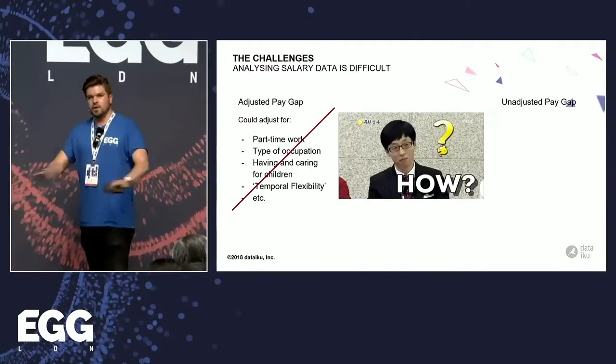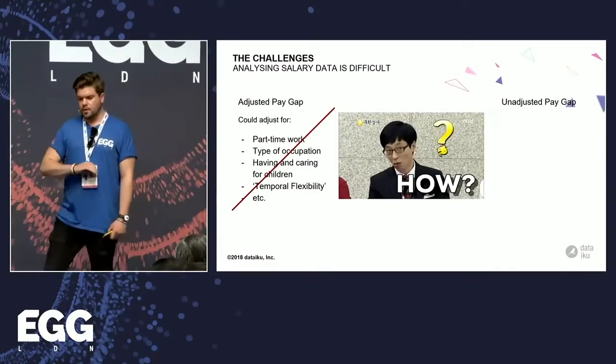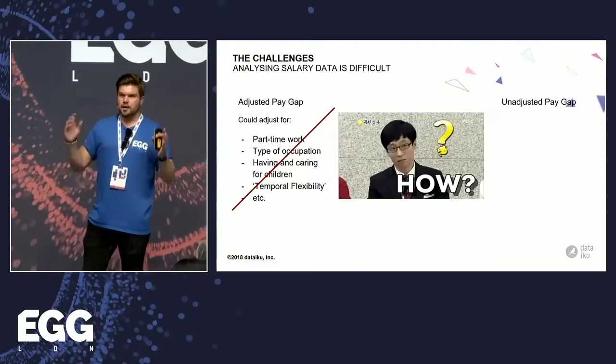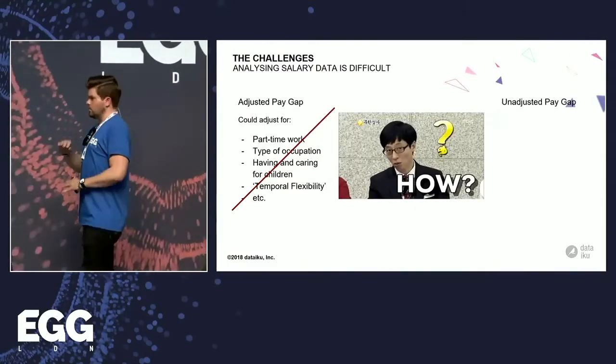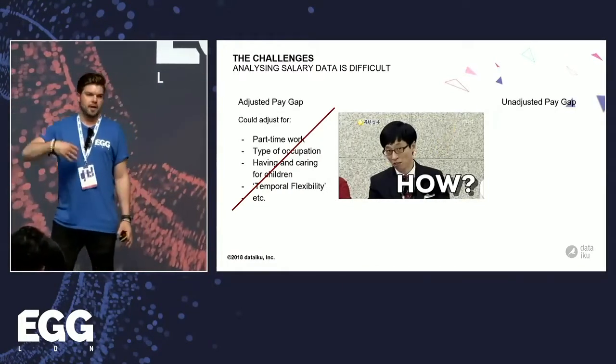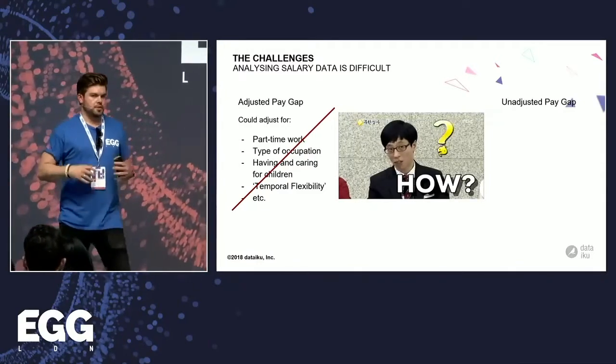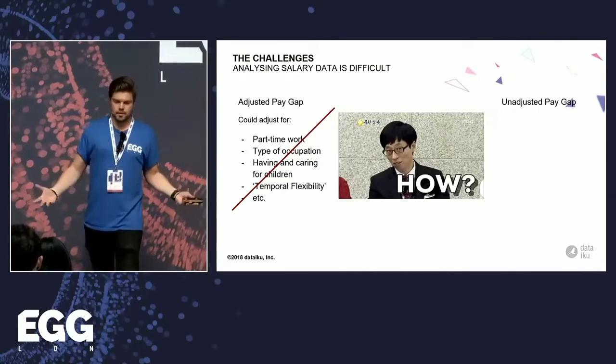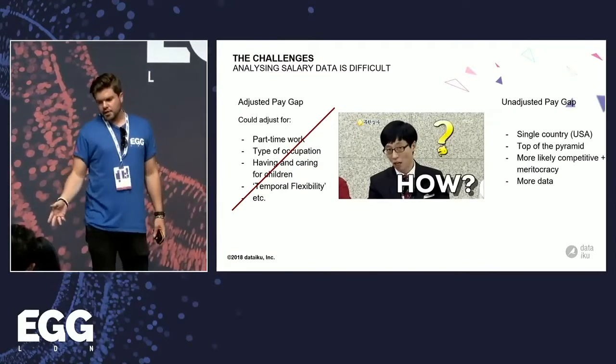So we said we're not going to do any of that. We're not going to adjust for any of these factors. What we want to do is take the data as we find it and do an analysis based on that. We wanted to remove all the bias out of it. We're not trying to explain what we're seeing, we're just trying to present the results as we see them. So we looked at the unadjusted pay gap.